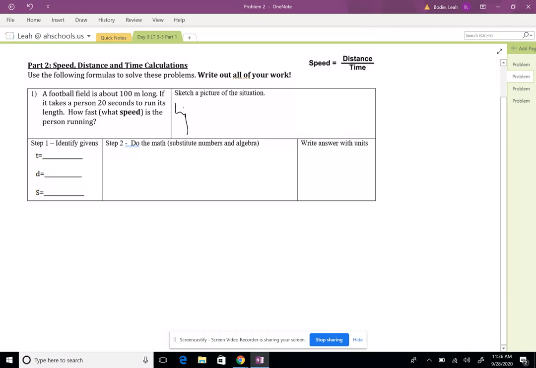So these are my field goal posts. I'm a really good drawer, you're going to come to find. All right, so our distance here is 100 meters. This person ran that in 20 seconds.